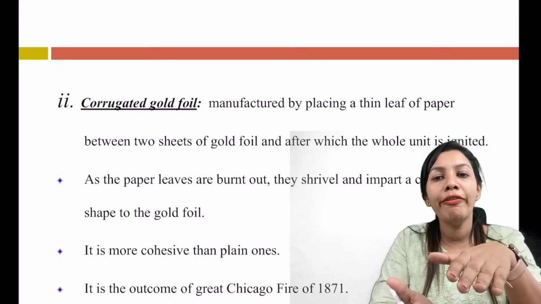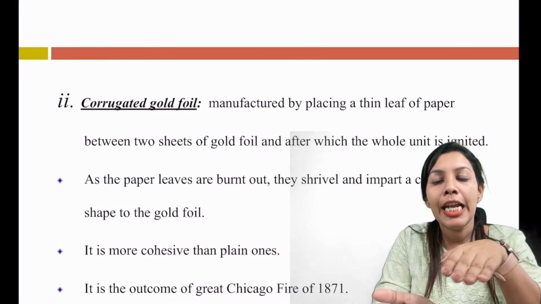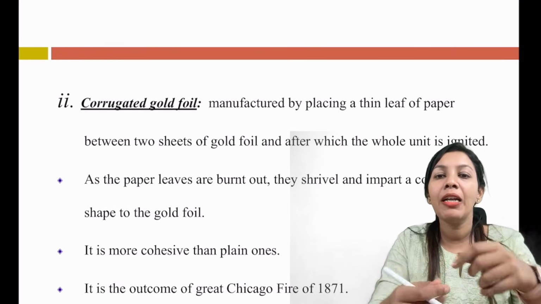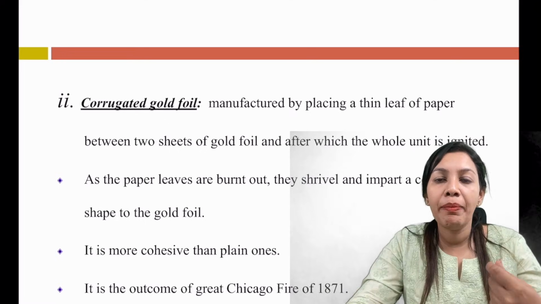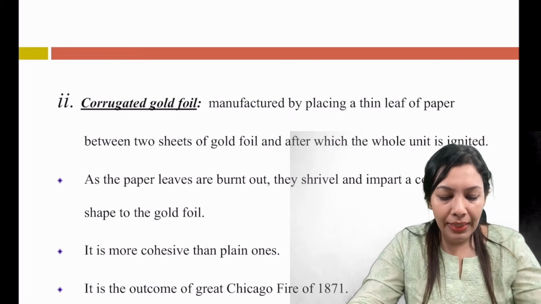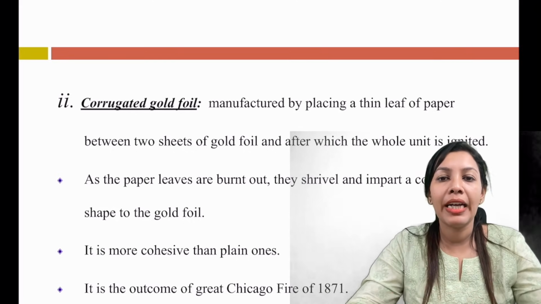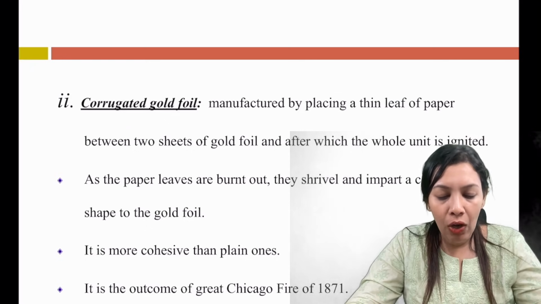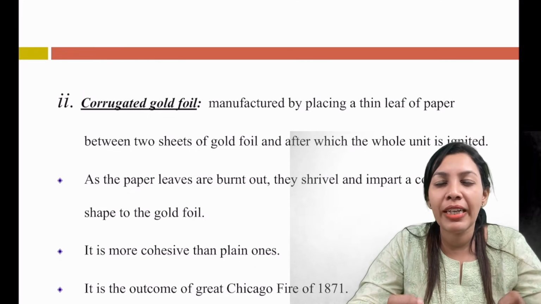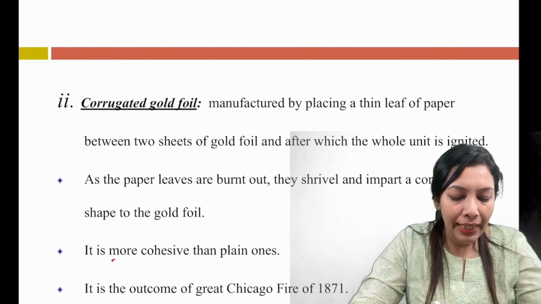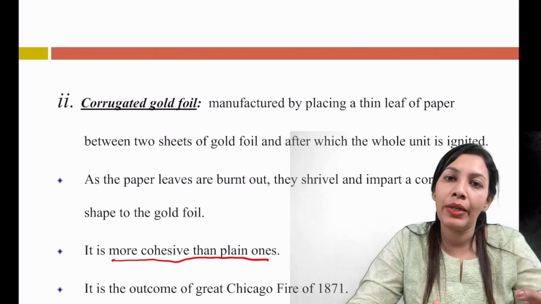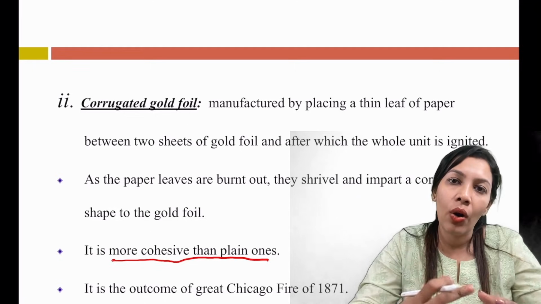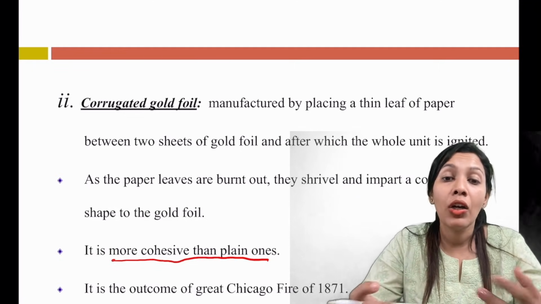Sometimes the gold foil is placed in between leaves of paper, and we ignite or burn it. The paper gets charred off and corrugated gold is formed. A much stronger gold is formed, and it is more cohesive than the plain one. When compared to the plain one, it has the property of being more cohesive.